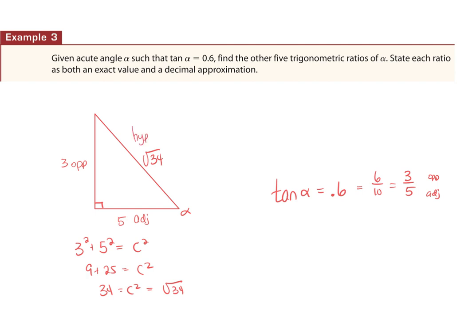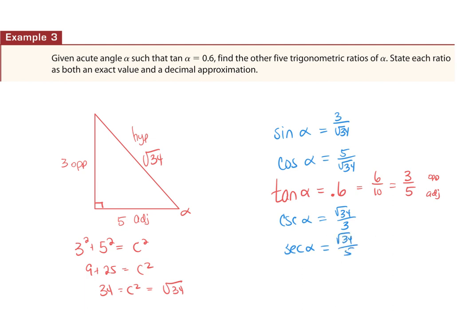And so I'm ready to write my trig functions. The sine then of alpha, this is easy now. I have opposite, which is 3 over the square root of 34. Cosine of alpha is adjacent over hypotenuse. Then my cosecant, that's just going to reciprocate my sine, square root of 34 over 3. Secant is just going to reciprocate my cosine, square root of 34 over 5. And cotangent rather, is just going to reciprocate my tangent. That's just going to be 5 over 3.